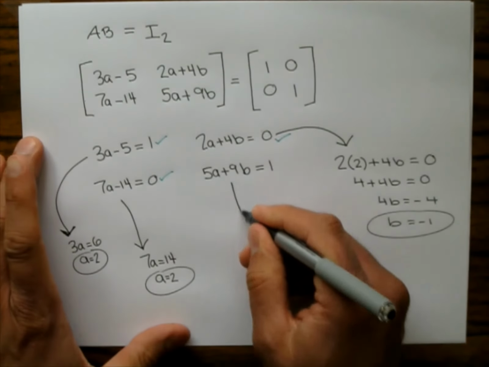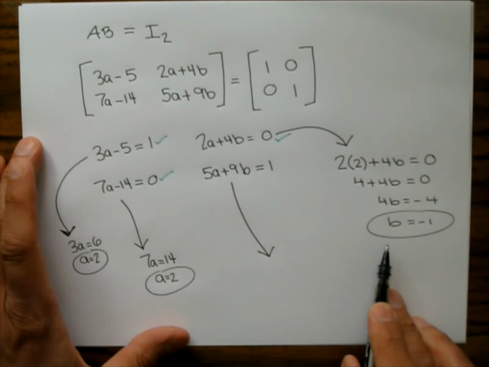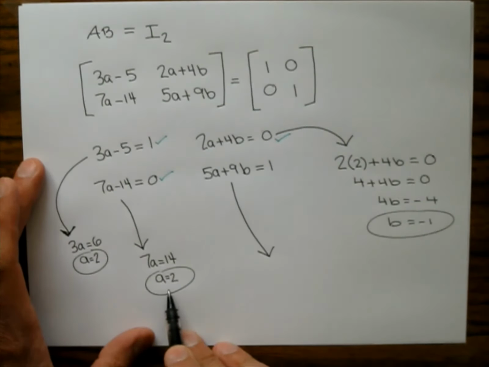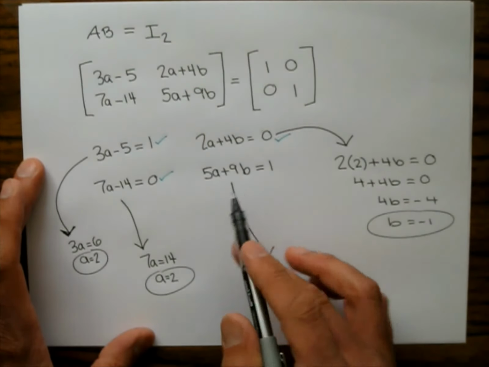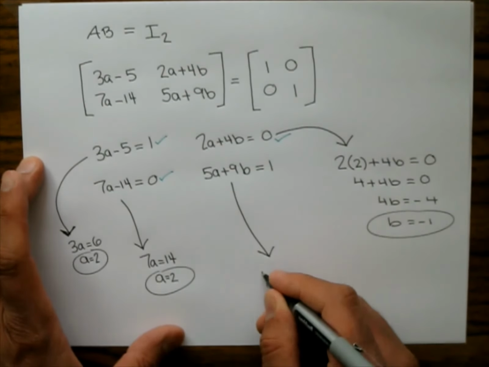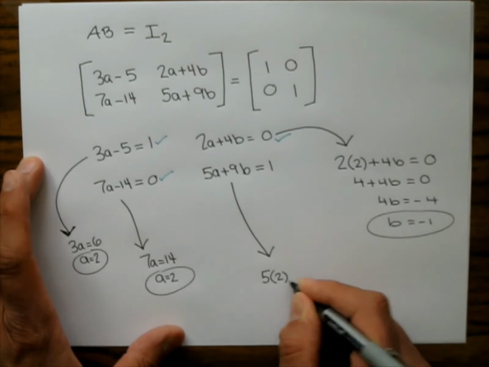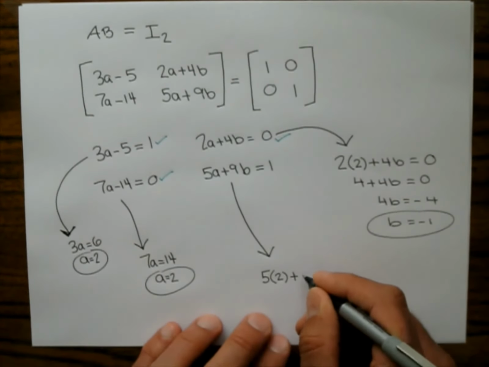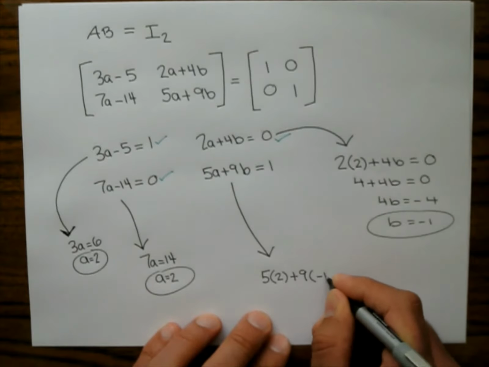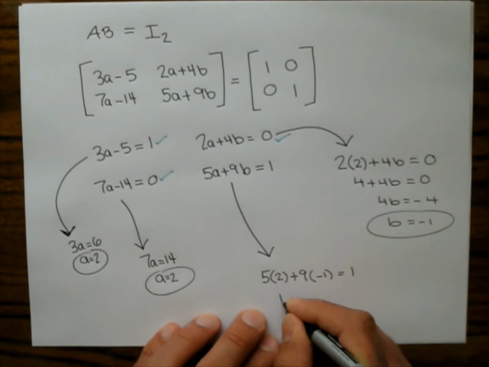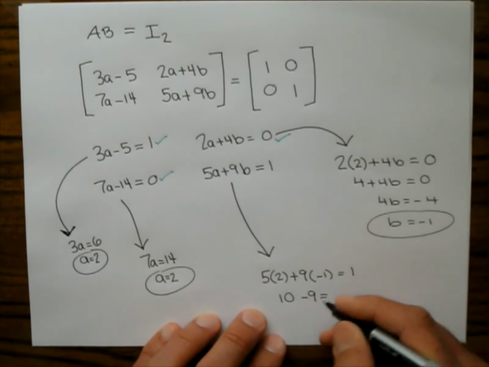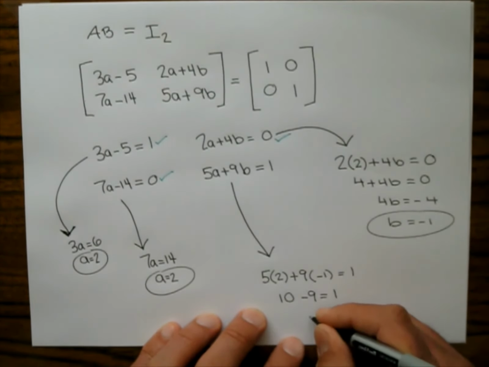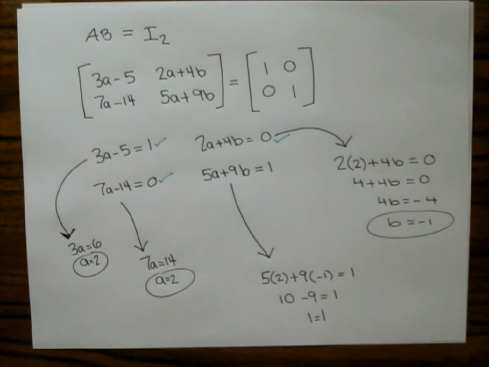Let's see what this one gives me, because now I know A has to be 2 and B has to be negative 1. And if it doesn't work here, then we're going to say that there's no solution. So 5 times 2 plus 9 times negative 1 equals 1. This is 10 minus 9. Did I say negative 1 equals positive 1? 10 minus 9 equals 1. 1 equals 1. This is good to go.